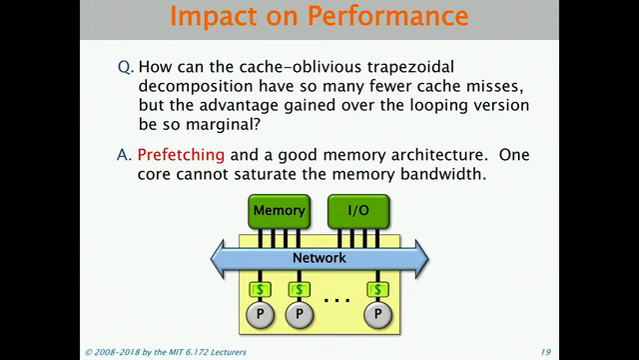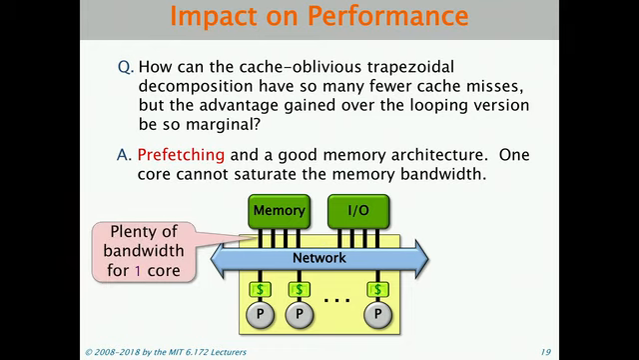So prefetching is helping the looping code, and it's not helping the trapezoidal code that much because the access pattern is less regular there. And prefetching does use memory bandwidth, but when you're using just a single core, you have more than enough bandwidth to take advantage of the hardware prefetching capabilities of the machine. But later on, we'll see that when we're running in parallel, the memory bandwidth does become more of an issue when you have multiple processors all using the memory.